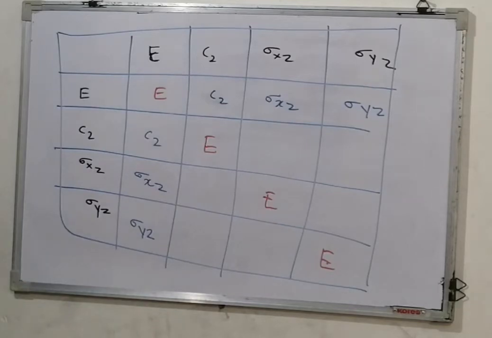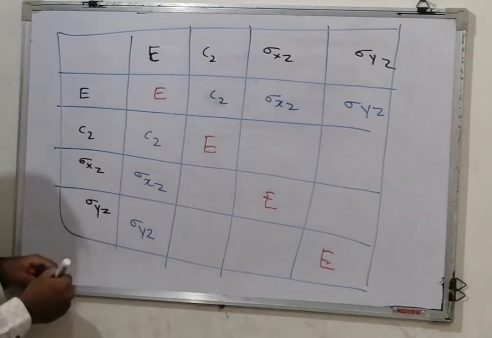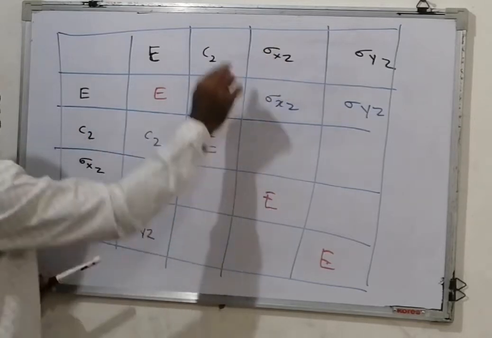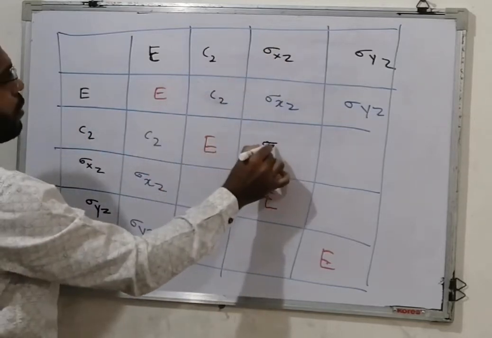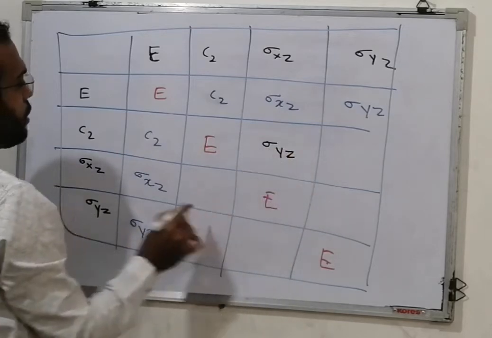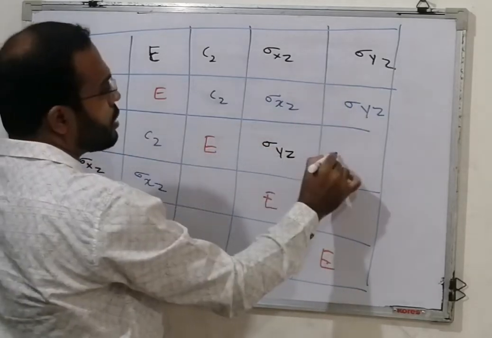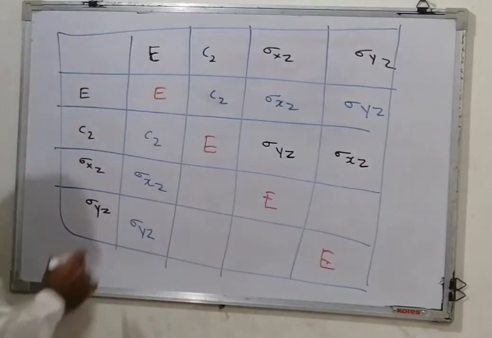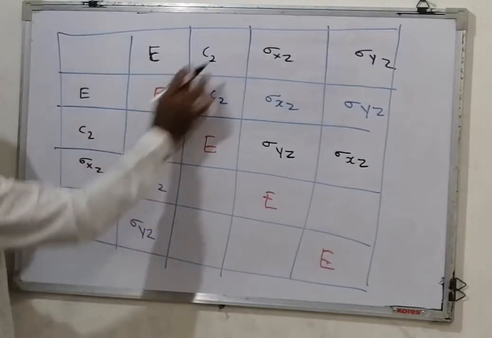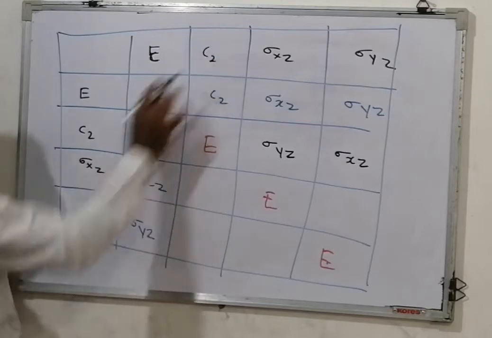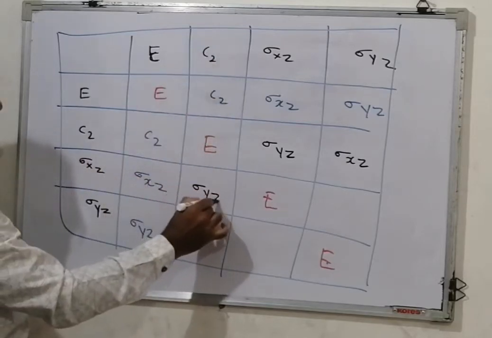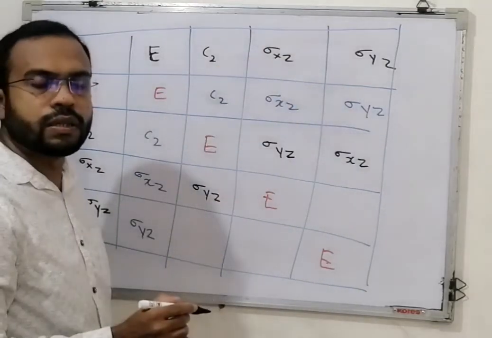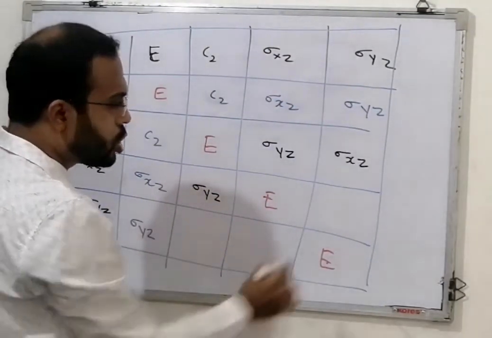Let us fill. C2 into sigma XZ, what is that? C2 into sigma XZ is sigma YZ. C2 into sigma YZ is sigma XZ. We have done C2 into sigma XZ, and C2 into sigma YZ was sigma XZ. Sigma XZ and sigma YZ, what shall we get? C2.